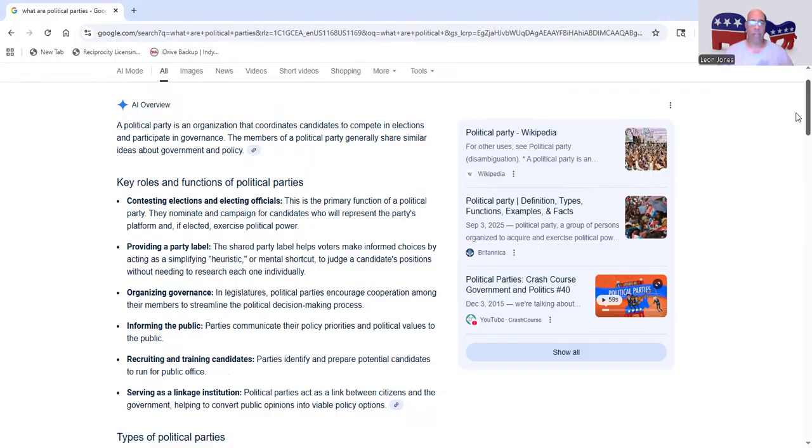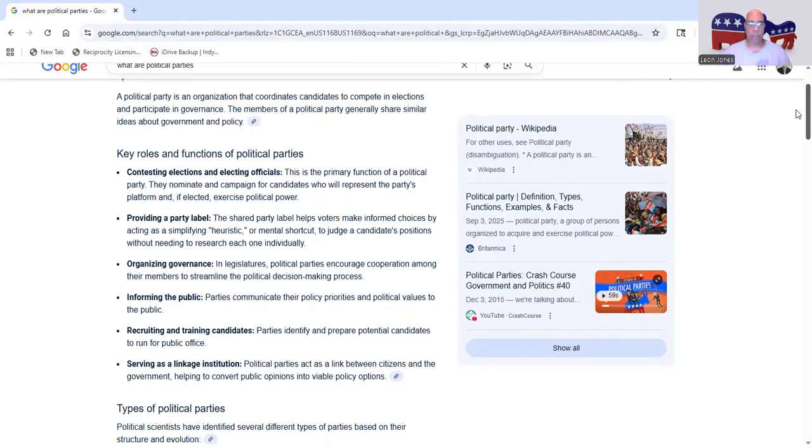Then you have organizing governance. Basically, in legislatures, political parties encourage cooperation amongst their members to streamline the political decision-making process. Then you have informing the public. Parties communicate their policy, priorities, and political values to the public. Then you have recruiting and training candidates. Parties identify and prepare potential candidates to run for public office.